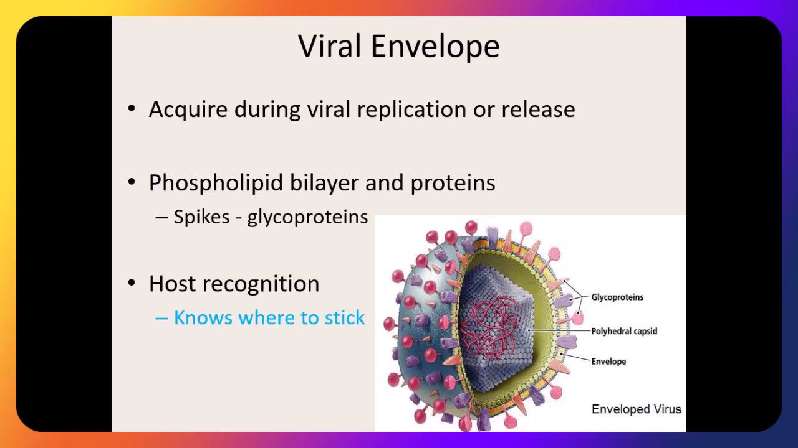And then it does have little glycoproteins, little carbohydrate protein spikes that are very specific for it. And it's these glycoprotein spikes that are then recognizing other cells, attaching to them and hijacking them.